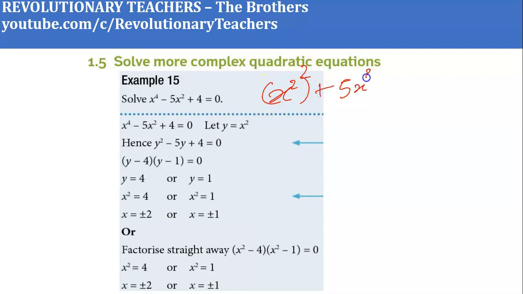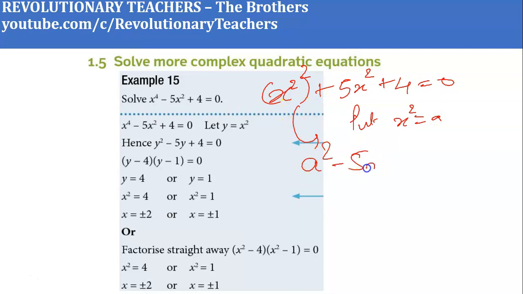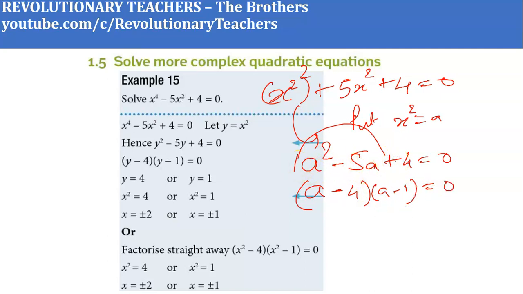Suppose I write this as x to the power 4 minus 5x square plus 4. Put x square equals a. So I will have over here a square minus 5a plus 4. You can factorize this by splitting the middle term, in this form: (a minus 4)(a minus 1). Find the factors of 4 in such a manner that when you add them, you get 5. So your answer is a equals 4 or a equals 1.